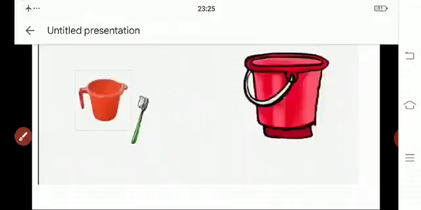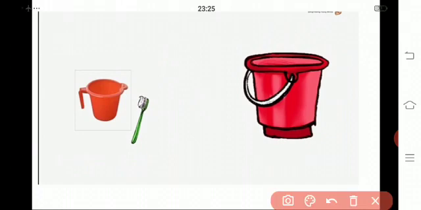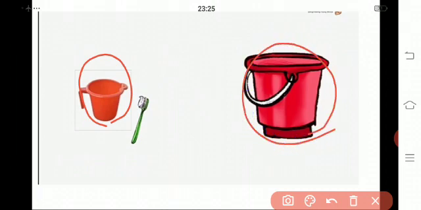See, our next example is how many mugs of water can a bucket hold? See children, one mug of water is enough to brush our teeth. Is it, children? But it is not enough to take a bath. So we need at least 10 to 12 mugs of water for that. So this bucket holds at least 10 to 12 mugs of water.